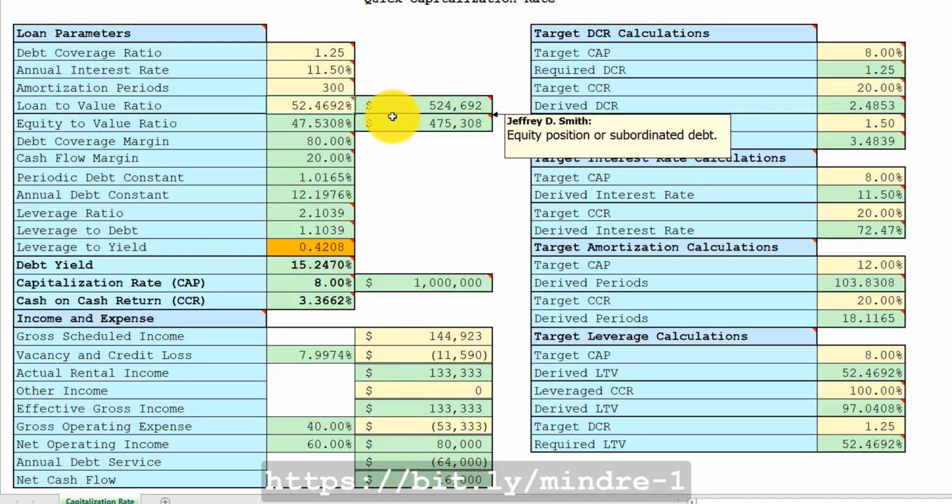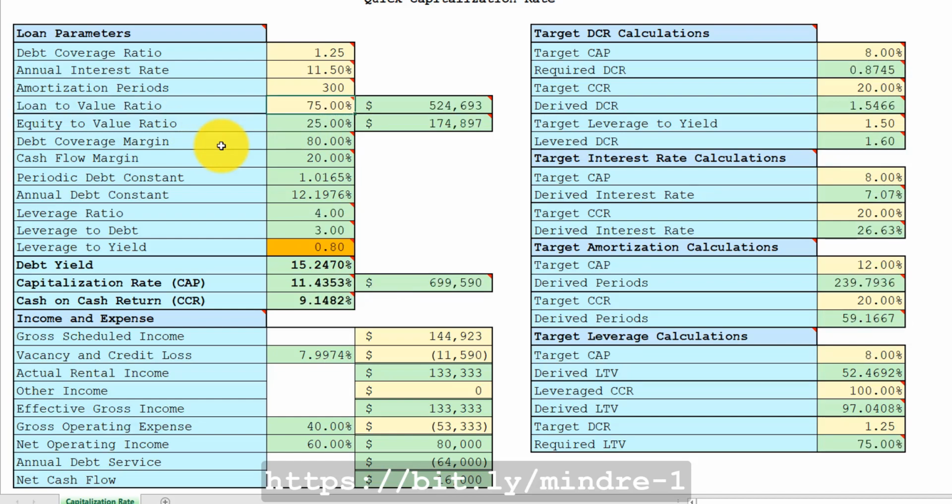What would it take to do a 75% loan to value on a $1 million property valuation? Well, we have to look at changing the interest rate.